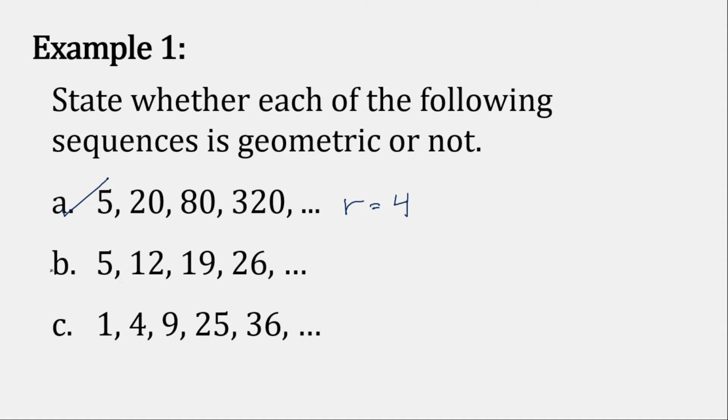Meanwhile, letter B is not a geometric sequence because it doesn't have any common ratio. So 19 over 12, this is not equal to the other ratios. Therefore, it doesn't have any common ratio. That's why it is not a geometric sequence. Same with letter C. It doesn't have any common ratio. That's why it is not a geometric sequence.